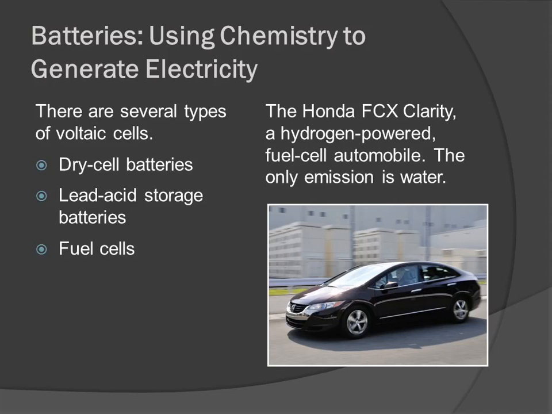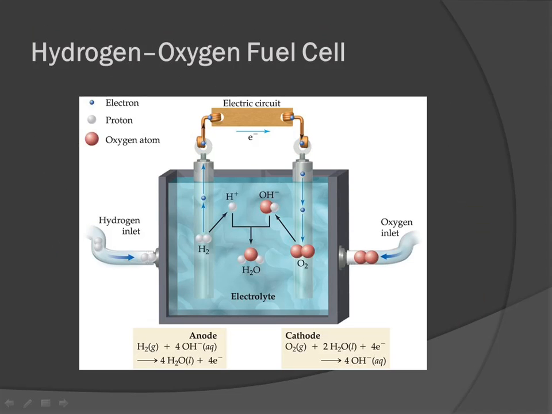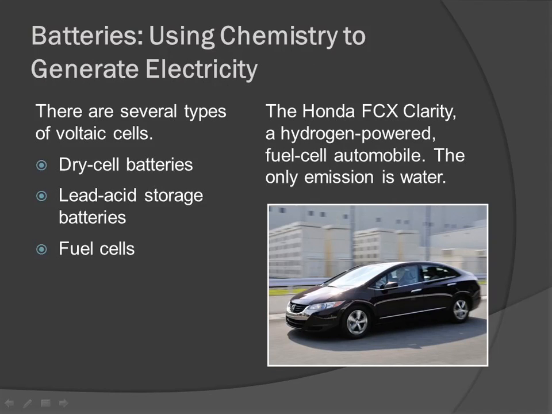There are several different kinds of voltaic cells. There are dry cell batteries, like you probably have in your cell phone. They don't have a lot of water in them. There are lead acid storage batteries. These are the sorts of things that we use to start cars and to run boats. They're big and they're really heavy. And then there are fuel cells. Fuel cells are pretty neat.